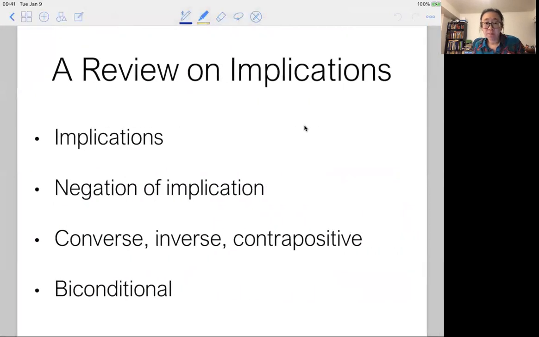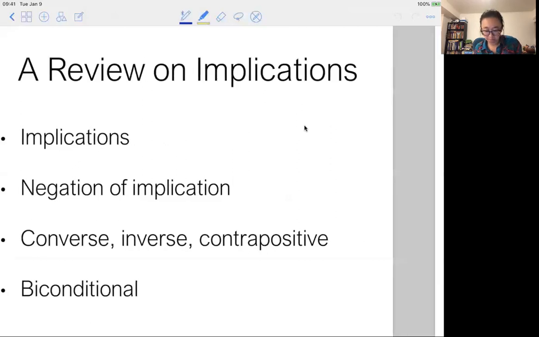Now we're going to talk about implications. What is an implication, what is the negation of an implication, and what are the corresponding converse, inverse, and contrapositive. And finally, we're going to talk about what a biconditional is.